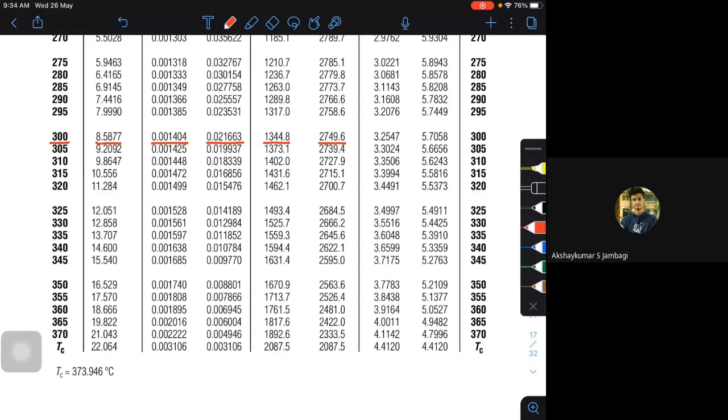Then what is the entropy of the liquid? Corresponding to 300 degrees Celsius, it is 3.2547. Then the entropy of the vapor is 5.7058, or 5.7051 as I have given. So only in the decimals does it change somewhere. This is how you have to get this. You have to get these values from your steam tables.